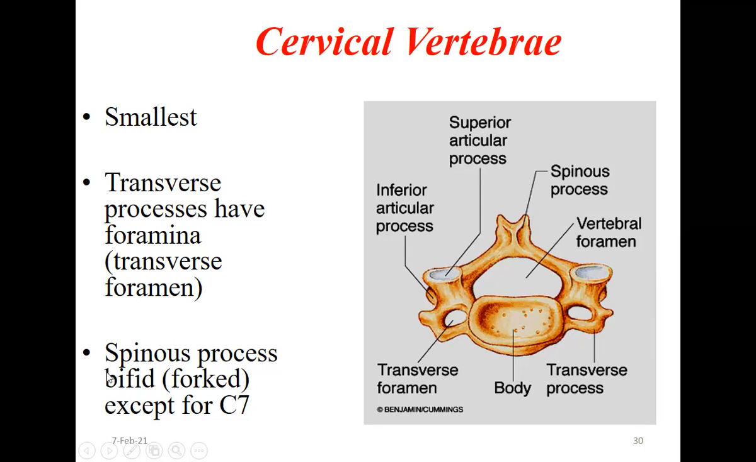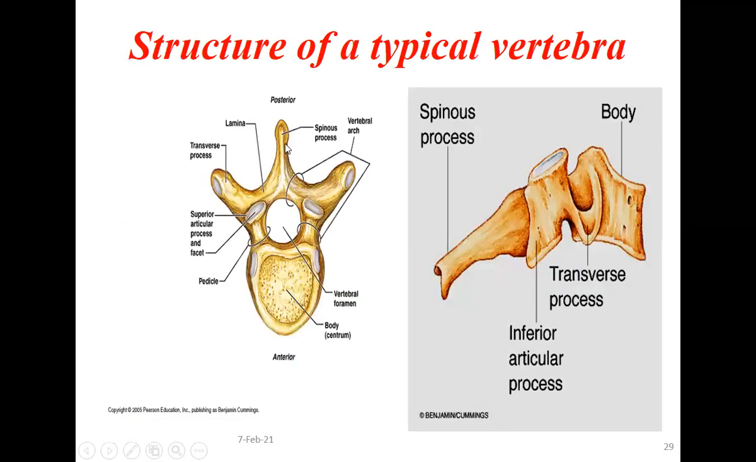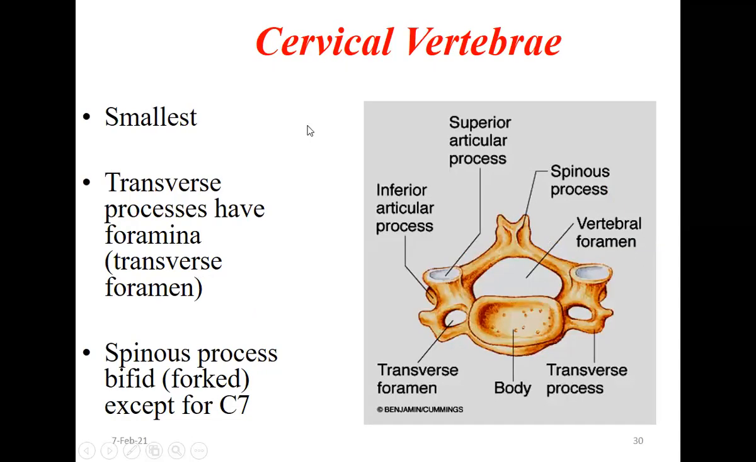Then the spinous process is bifid. In the other vertebra, the spine is just a single one. But in the cervical, in the neck, it is divided. This is called bifid. Except for the last cervical, all cervical vertebrae have a spinous process which is bifid. Then the typical feature is the transverse foramen. Other features are the same: body, vertebral foramen.